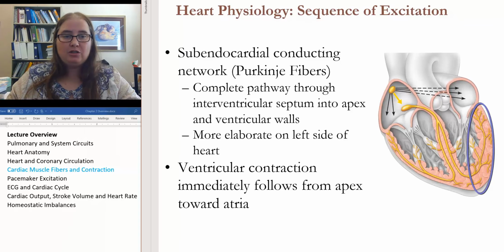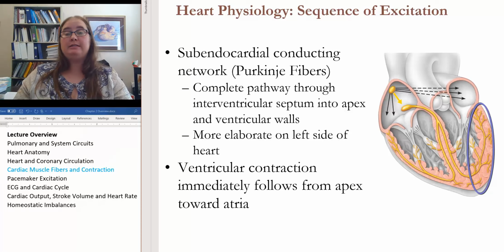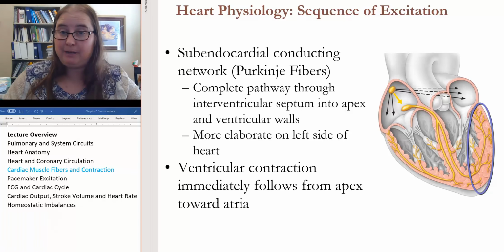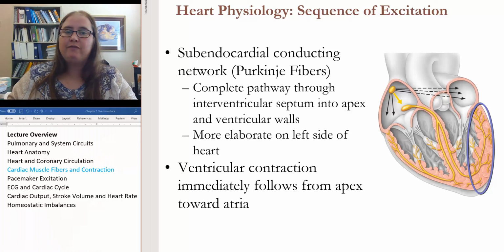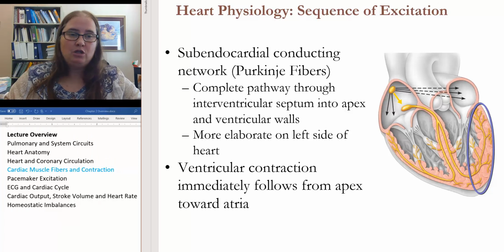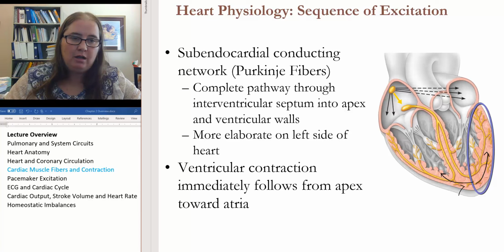So this carries the impulse to the apex of the heart. And then we enter into the Purkinje fibers, which ultimately come down and basically turn and go up into the ventricle wall, and allow for contraction of the ventricles, or the depolarization of that contractile population in our ventricles from the apex upwards. So this depolarization event will cause a depolarization in this direction, which will then cause a contraction to follow in this direction.